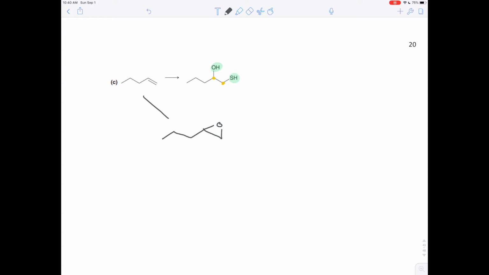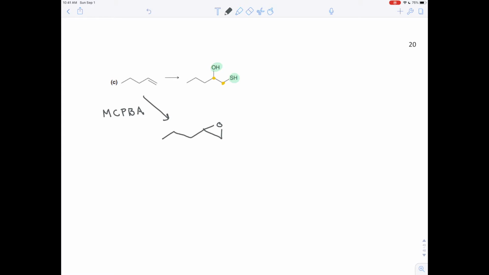How can you make this? We have an alkene to start with, a double bond. How can we turn that into an epoxide? You would add a peroxy acid like MCPBA, and that would turn that into an epoxide. And then we just have to worry about turning this into our product.